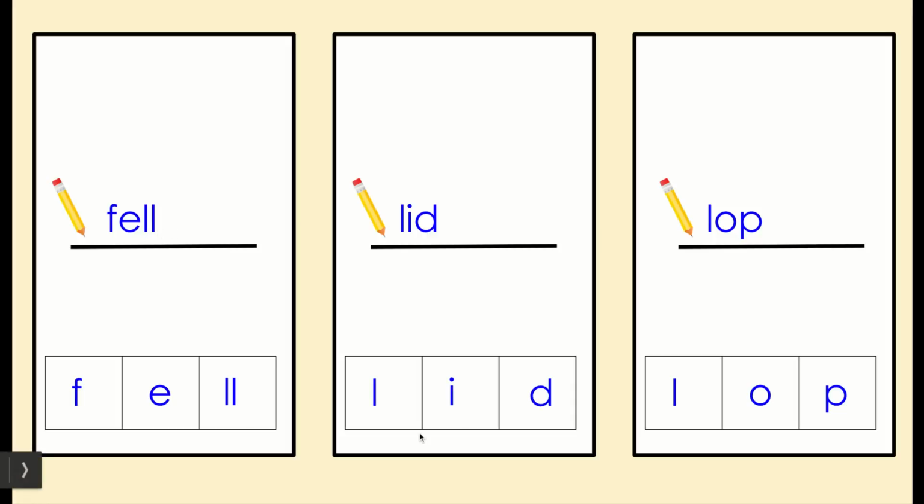The next word was lid, L-I-D, lid. Make sure when you wrote the letter D that the straight line is on the right side of the letter. And the last word was lap, L-A-P, lap. Making sure that the straight line is on the left side of the letter P.